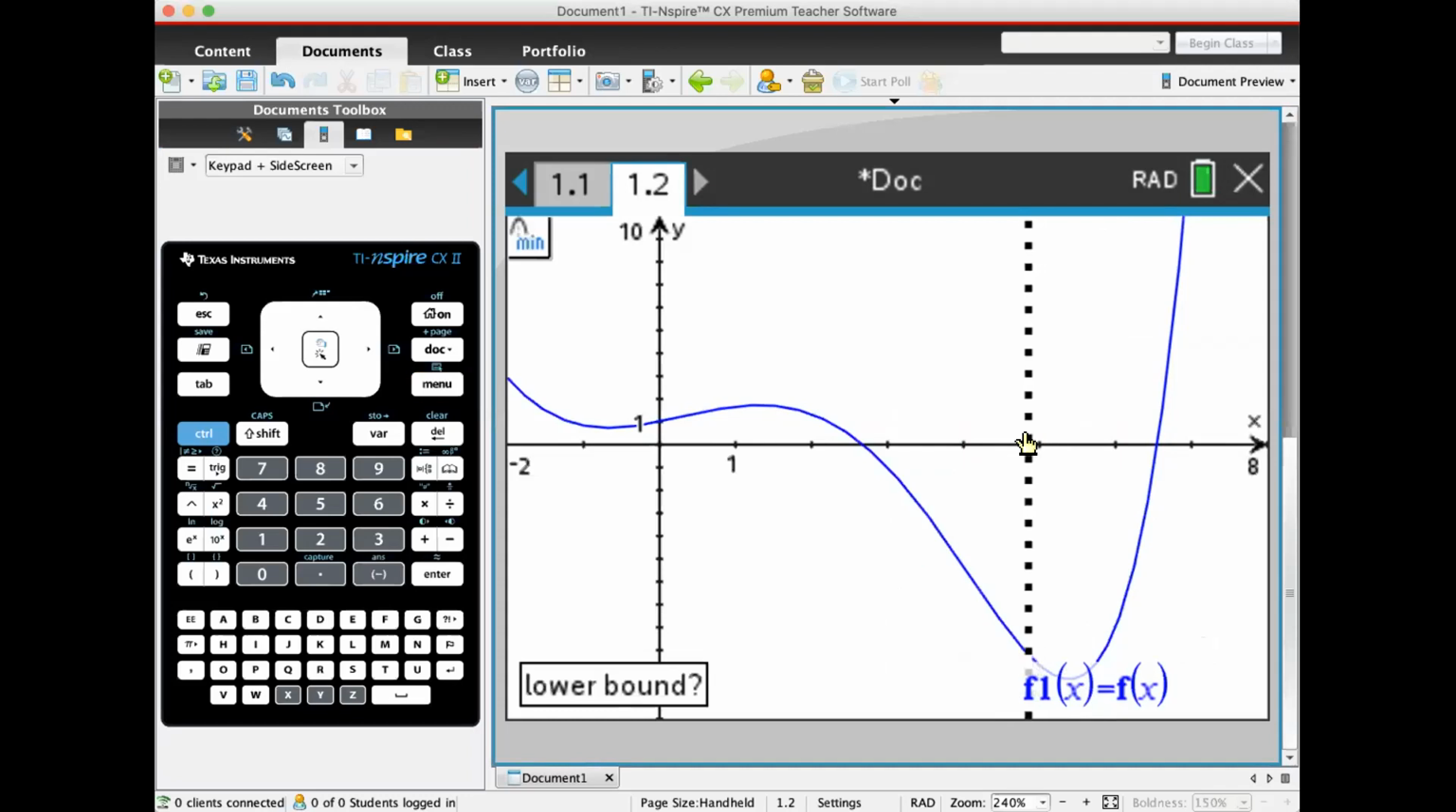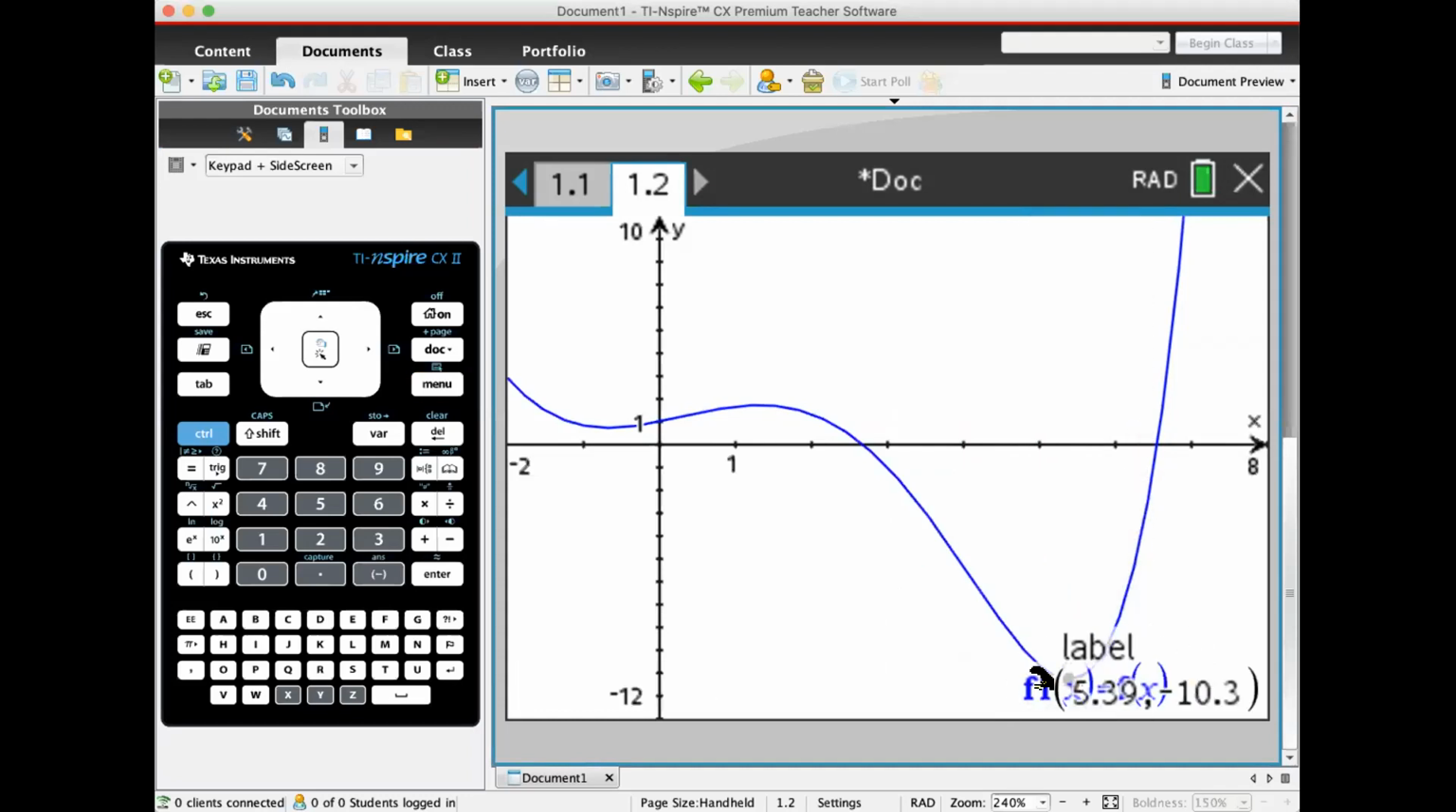You can find that, and you know that there's a minimum point here. So you can click there, and click there. That's the minimum point. There's also a local minimum here, but since they're talking about the minimum point of the graph in the domain from negative 2 to 8, that should be the answer. The y coordinate of the minimum point is negative 10.3.